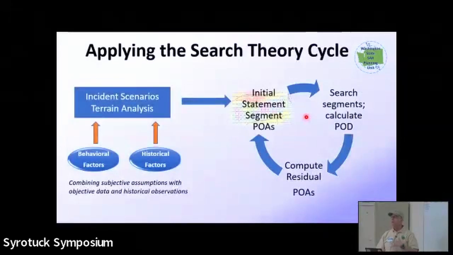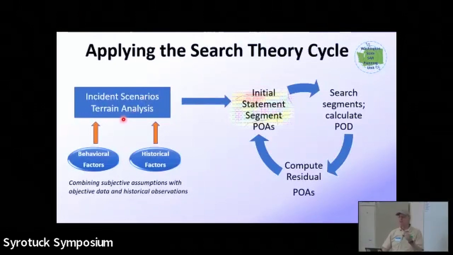All right, so at this point, we've done what I think of as the front end of the search theory cycle. We've gathered as much information as we can about the incident. We've considered behavioral factors of both the bad guys and the animals. Where important, we also consider terrain factors and historical factors. We start then with an initial distribution of probability of area across our grids. What happens next is we go out and actually search those segments.